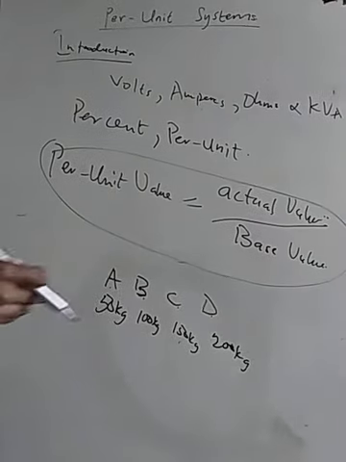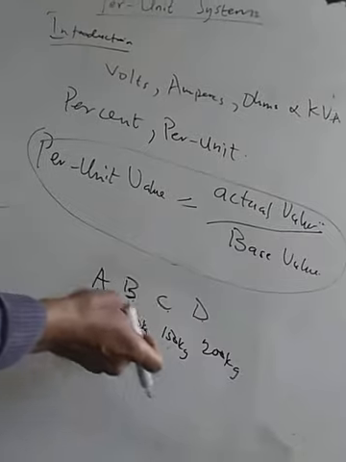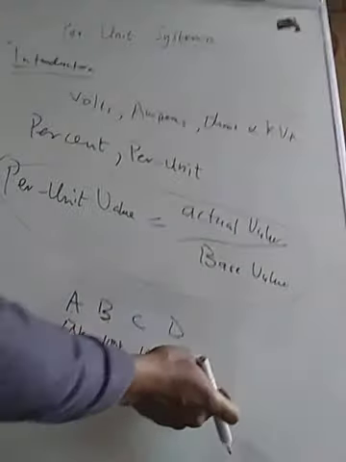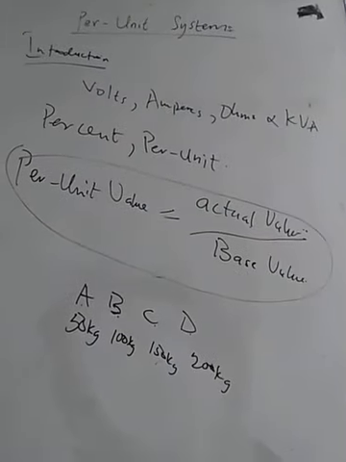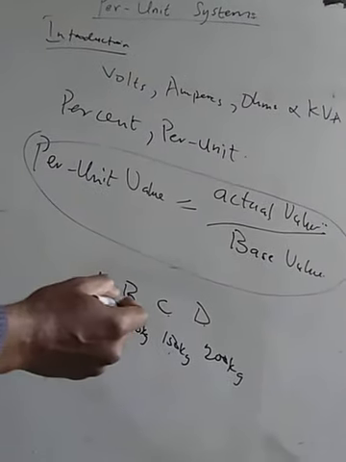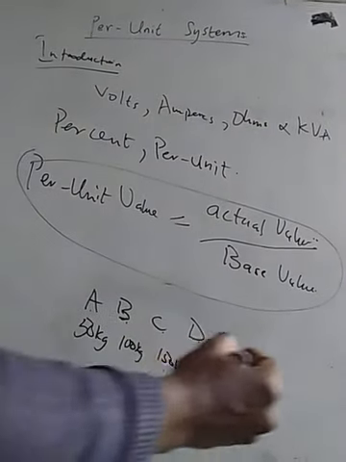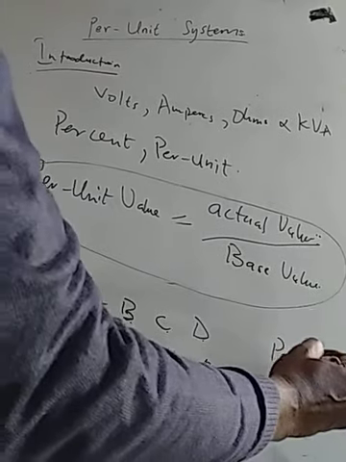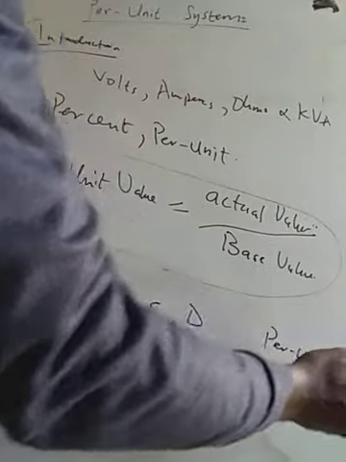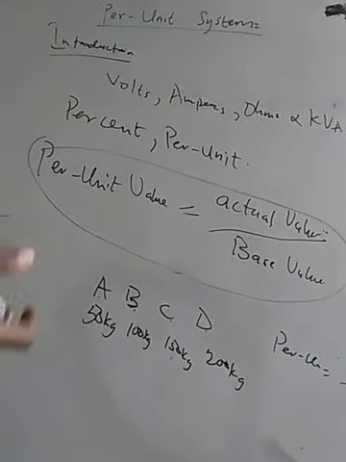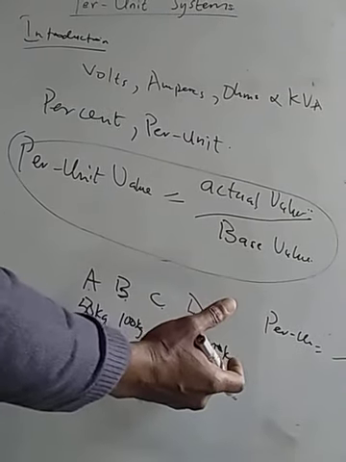If you look at it very well, these are their actual weights in kilogram, that is in the SI unit. Then, you need to have a reference base. If you want to put it in per unit now, the per unit value is equal to the actual over the base. So the base is a chosen base, which in most cases is the biggest number.